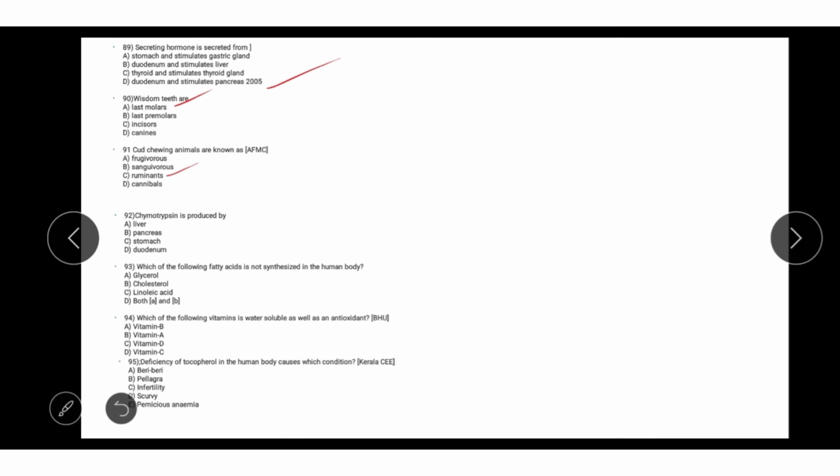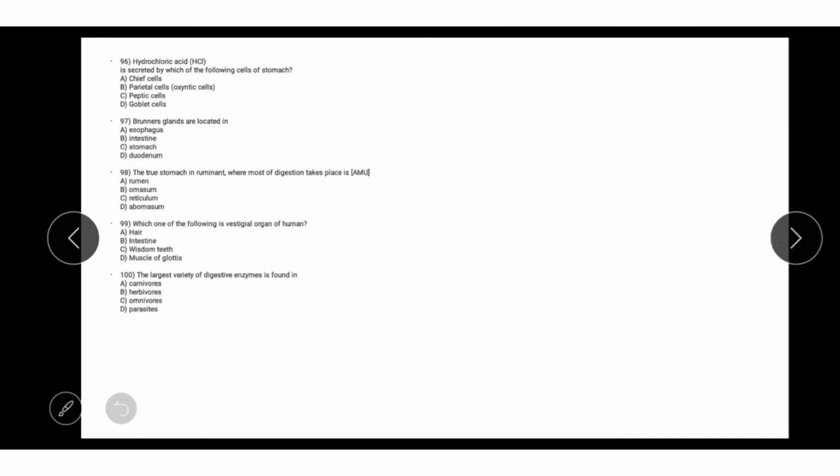The chymotrypsin is produced by pancreas. Which of the following fatty acids is not synthesized in the human body? The answer is linoleic acid. Which of the following vitamins is water soluble as well as an antioxidant? Vitamin C. The deficiency of tocopherol in the human body causes which condition? Pernicious anemia.